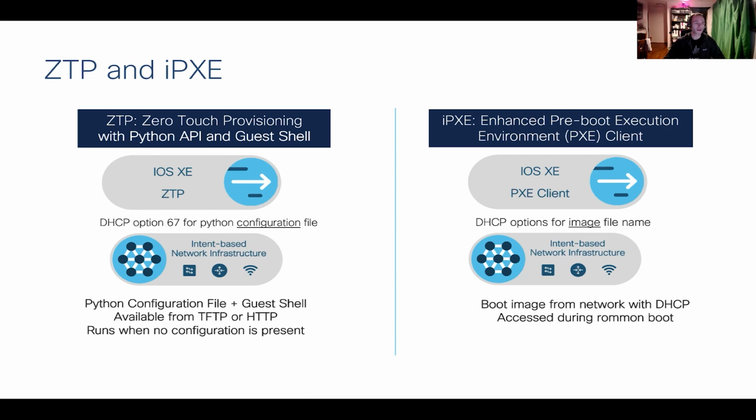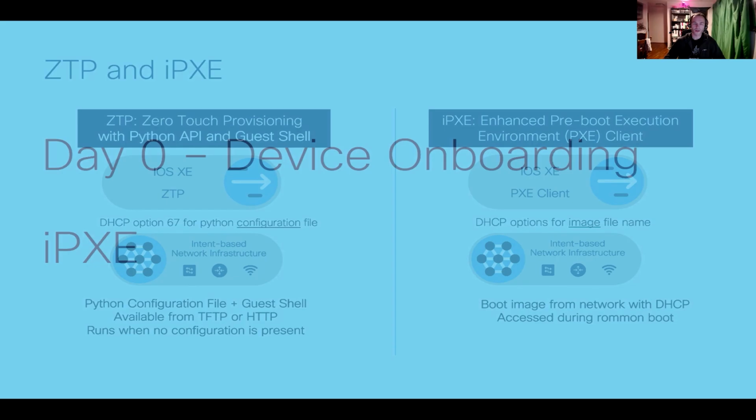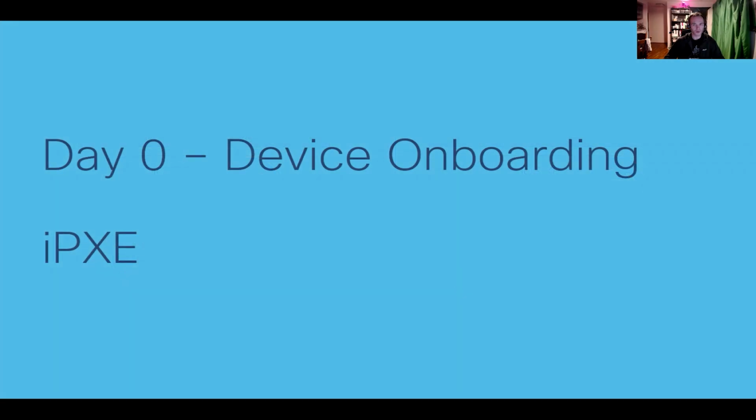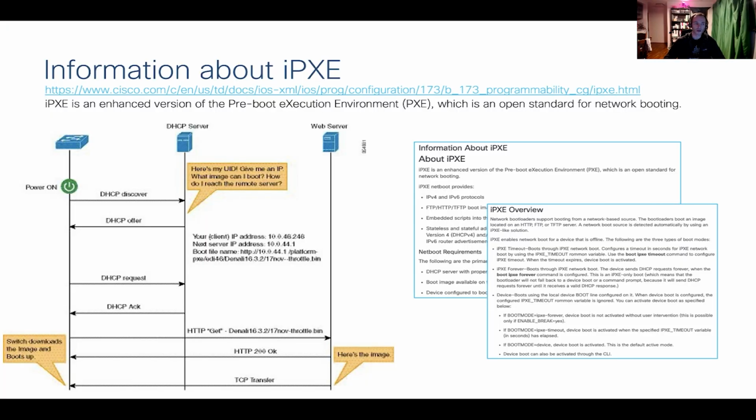Specifically, ZTP is quite a flexible solution when it's coupled with the guest shell and the Python API. Again, that's not the focus today, but today we're just looking at iPXE. iPXE really is just used for loading the device image file over the network, whereas ZTP is much more flexible because we can load the image as well as manage the configuration directly. So that's just an overview of the various solutions for Day Zero. Let's actually double click on the iPXE solution now.